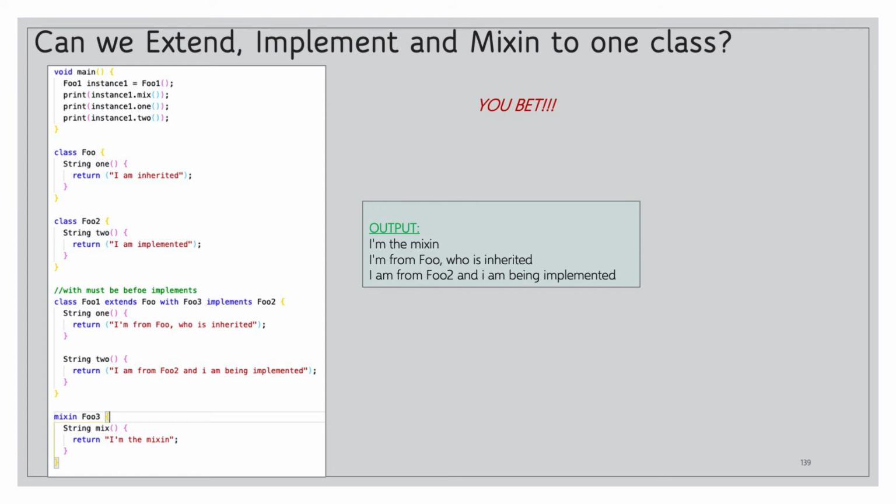So we instantiate this as instance 1 from foo1, from the class that's doing all this borrowing, begging, and stealing. And we are able to print out all the print statements. First from the mixin, I'm the Mixin. Then from the parent class, I am from foo, who is inherited. And finally from our interface, I'm from foo2, and I'm being implemented.